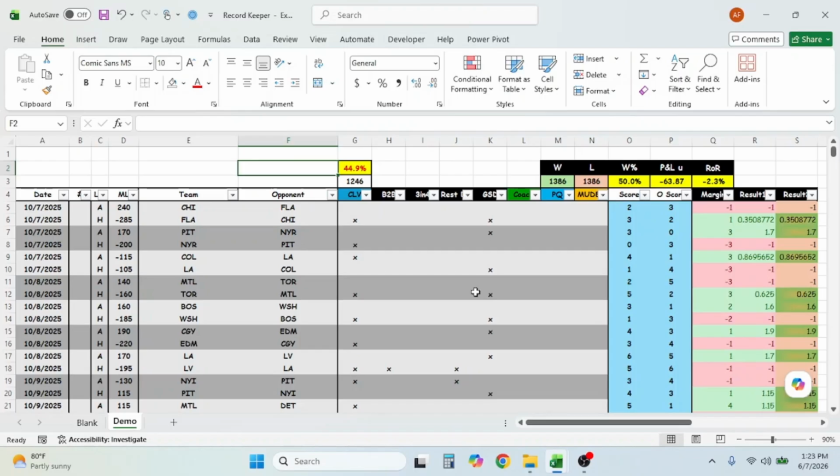In today's video, we're going to show you how to build a record keeper in sports betting. So, this isn't meant to be a bet tracker. We're not tracking your bets. What this is, is a record keeper. It's meant to track your market's performance. And when we say market, we mean your sport plus your bet type. So, let's get into it.